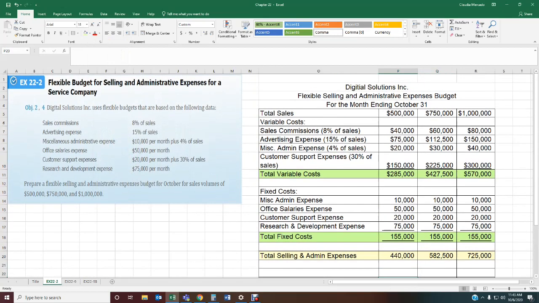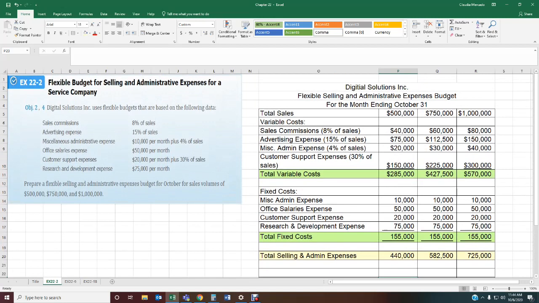Now I've got my flexible selling and admin expense budget. I know that if I have sales of $500,000, I'm going to have total selling and admin expenses of $440,000. If I have sales of $750,000, I'm going to have total selling and admin expenses of $582,500. If I have sales of $1 million, I'm going to have total selling and admin expenses of approximately $725,000. So that is our flexible selling and admin expense budget.